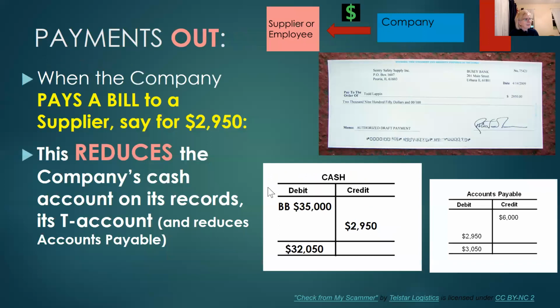All right. So payments out. Let's say the company pays a bill to a supplier for $29.50. So the company prepares a check. The check is signed. Once the company does that, because we have computerized systems, the system immediately credits the cash account, showing that the cash is lower. And then it debits accounts payable, showing, well, we don't owe that money anymore. So debit accounts payable, credit cash.